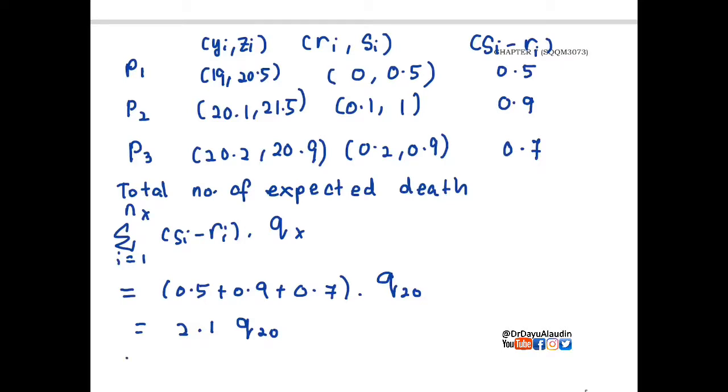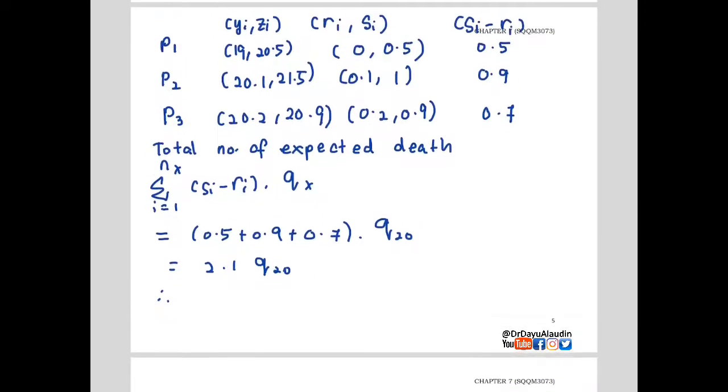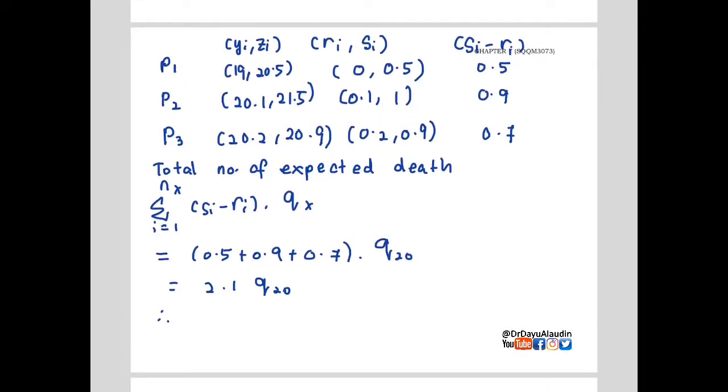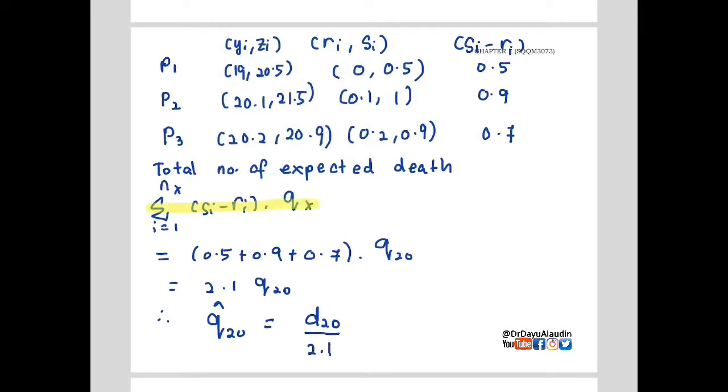According to equation 7.5, q20 is equal to d20 over 2.1. This is the denominator.